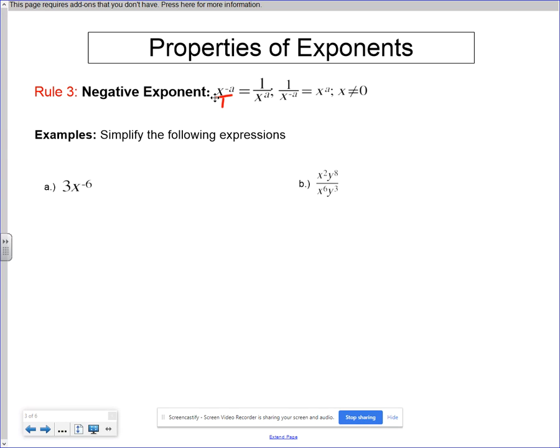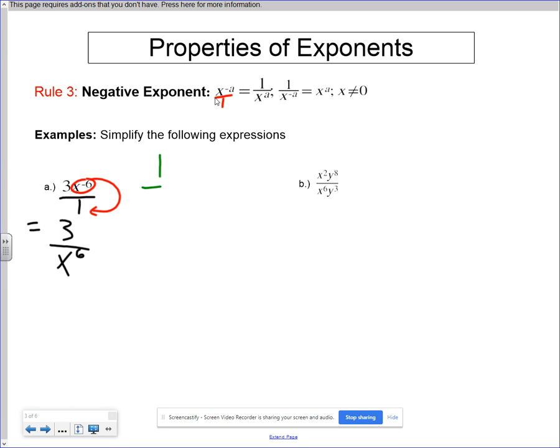So let's look at this first one here. We have 3x to the negative 6. Using our negative exponent rule, we can flip this x to the negative 6 to the denominator and rewrite this as 3 over x to the 6th. That becomes positive. So that would be our simplification.